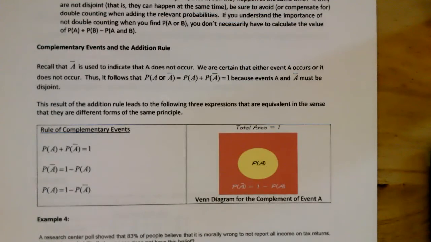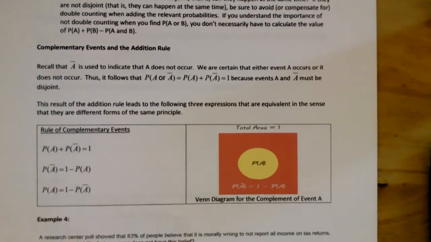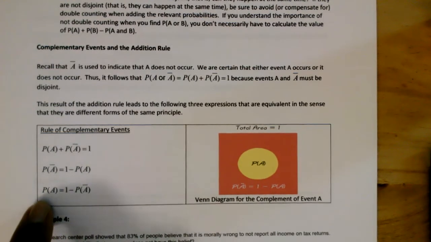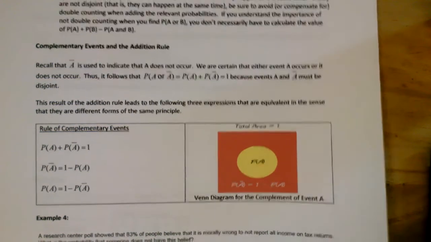Those sums will be equal to 1. The probability of A complement will always be 1 minus the probability of event A, and the probability of event A would be equal to 1 minus the probability of A complement. All right, let's use this in example 4.